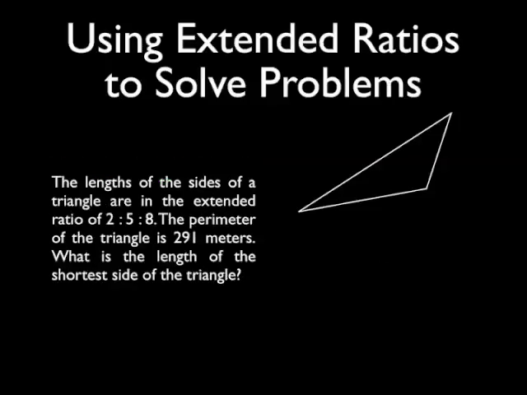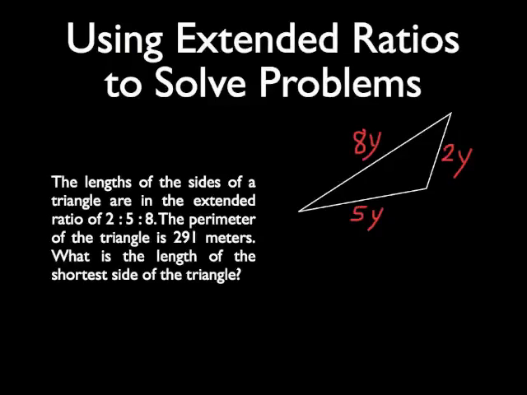So here's an example using the extended ratio. In this triangle, the lengths of the sides of the triangle are in the extended ratio 2 to 5 to 8. And the perimeter of this triangle happens to be 291 meters. What is the length of the shortest side of the triangle? Just like the example with the flowers, this 2 to 5 to 8 is a ratio that's been reduced to its lowest terms. We reduced out some number y. The actual original ratio was something like 2y to 5y to 8y. That means the 3 sides had lengths of 2y, 5y, and 8y.